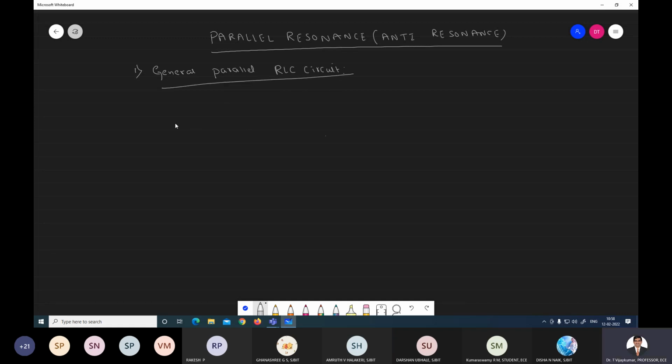So this is the general parallel RLC circuit. It contains a resistance and inductance in one branch, and in parallel with it, a capacitance branch. It is connected to a voltage source. I is the total current, with branch currents IL and IC. This resistance is RL, and this is the inductance. This is RC, and this is the capacitance.